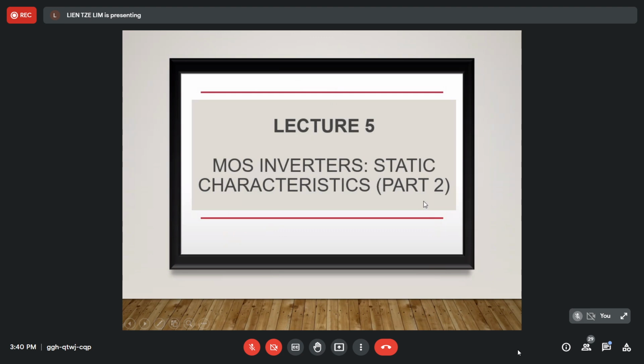This is of the same chapter, a similar topic, static characteristics part 2. It is also about the MOS inverter. Just now I showed you the resistive load inverter. Now there is another type of inverter. I will introduce two other types of inverter, and you will also study the DC characteristics of these two inverters.